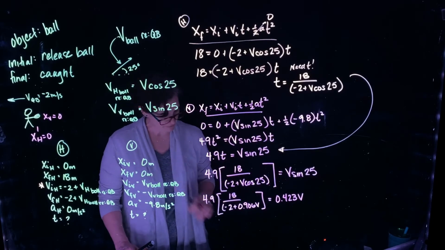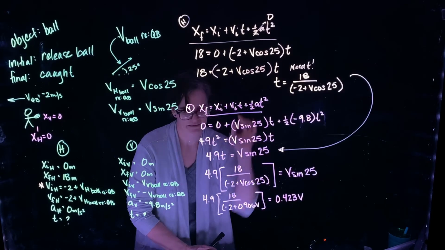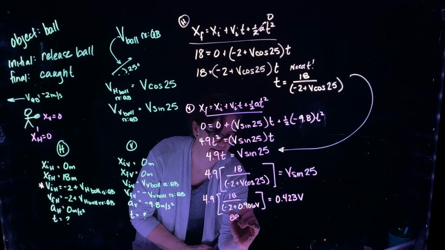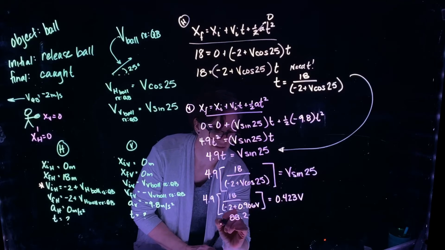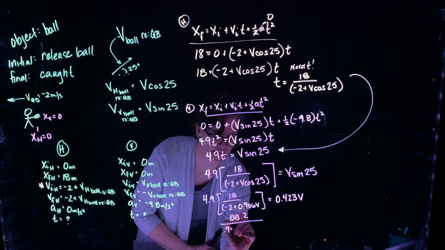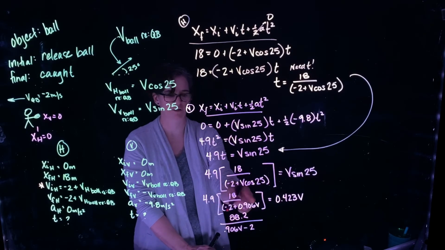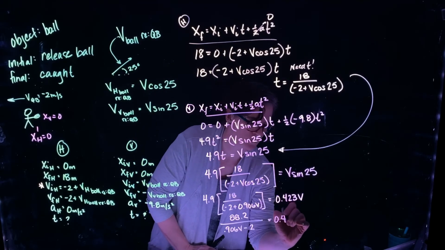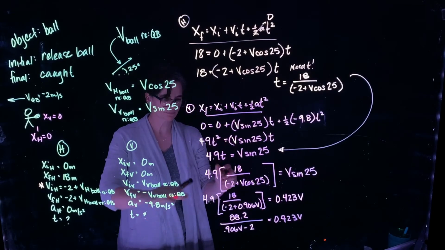Now I can do a little bit of rearranging. I end up with 4.9 times 18 is 88.2, divided by, I'm just going to flip these around to make that subtraction in the other spot, 0.906v minus 2, is equal to 0.423v. I'm running out of room a little bit.